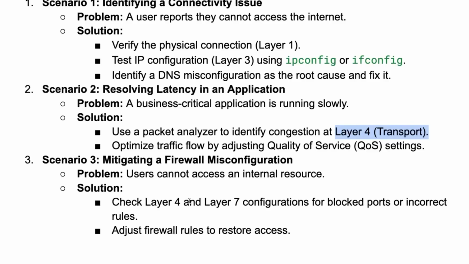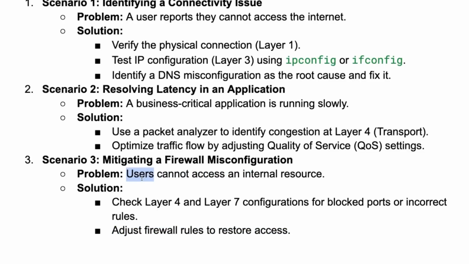So there's some kind of an issue with the connection. And so first we check layer 4 to make sure all that's good. And then layer 7 is the actual application layer, to see if there are any ports that are blocked or there are incorrect rules that have been set on the firewall that are blocking people on their individual ports, or they're blocking certain applications from being able to access those internal resources. And if that's the case, you make the proper configurations and then you adjust the firewall rules so that you can restore access for these users that can't access.